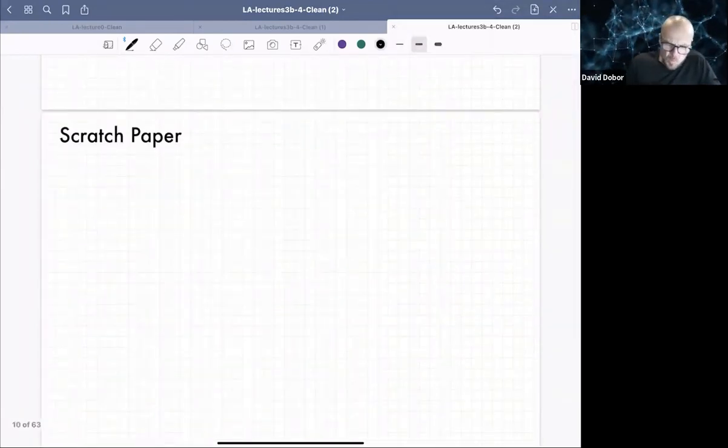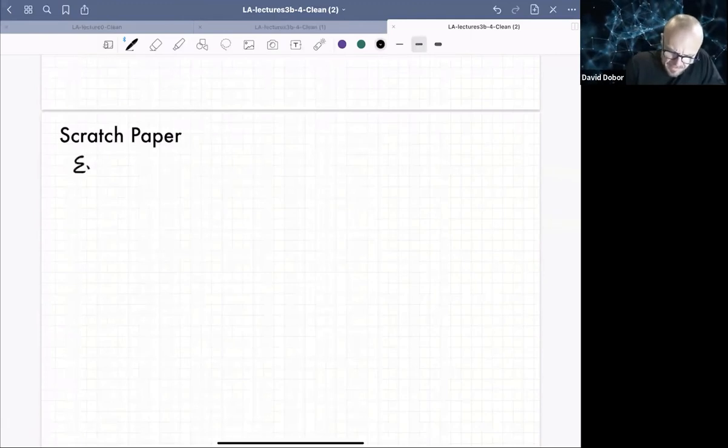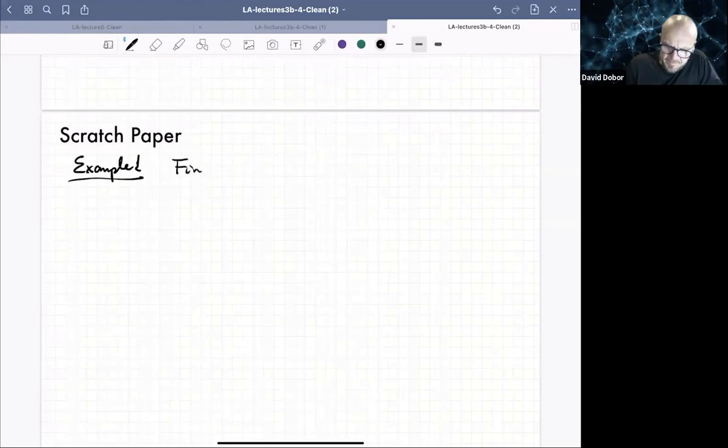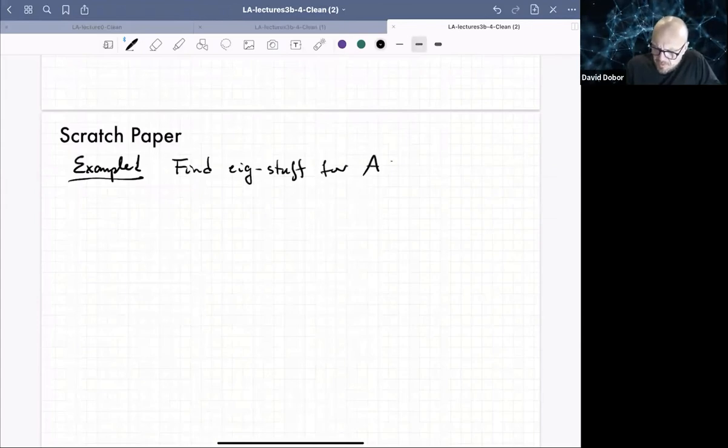Okay, example 1. Find eigenvalues and eigenvectors for this matrix. The one that we used, which one was it? It was [1, 2; 5, 4].